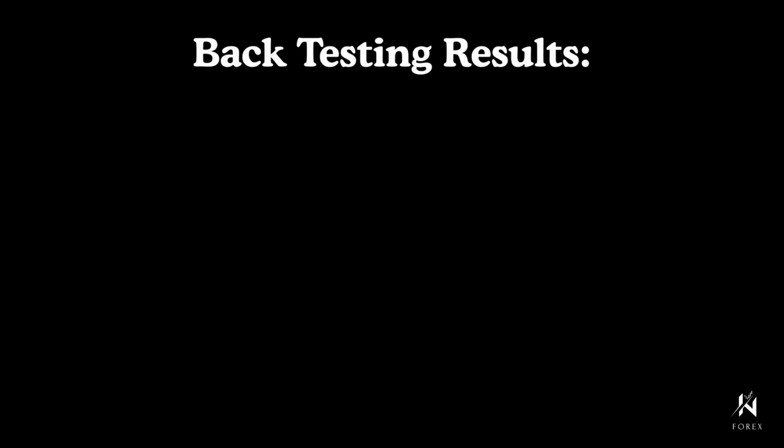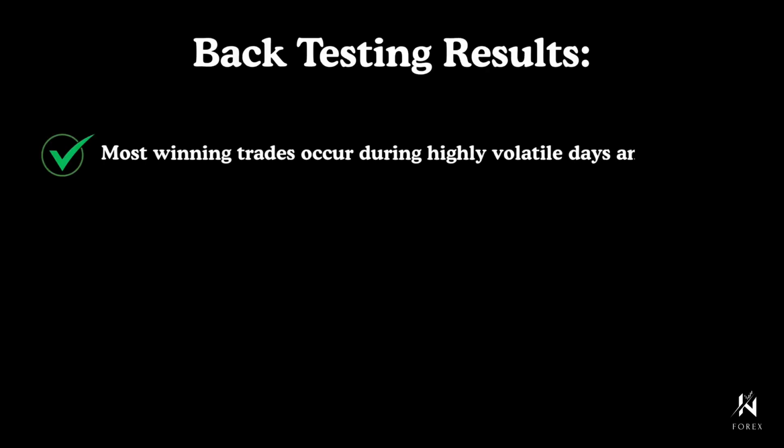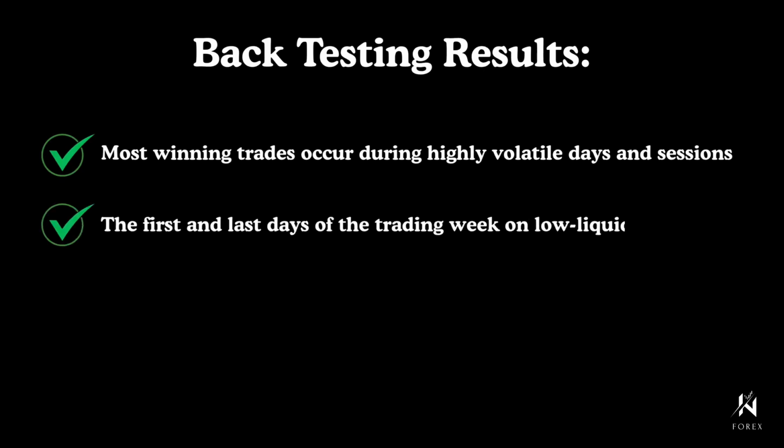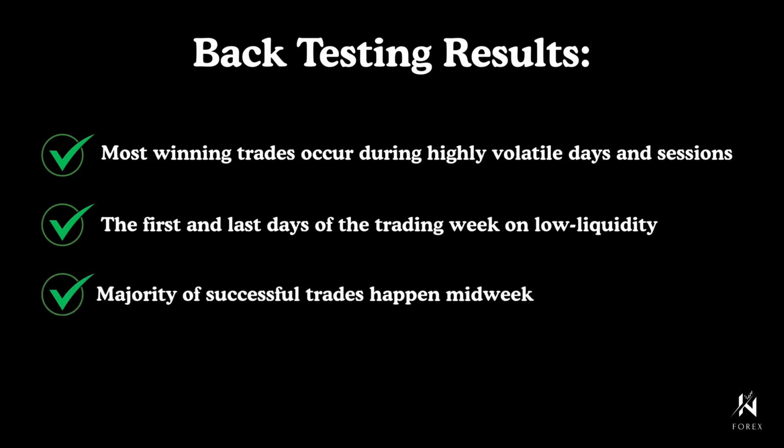The second factor to consider when trading order blocks is market volatility and spread. From our backtesting, we found that most winning trades occur during highly volatile days and sessions. On low liquidity days, like the start or end of the week, the market tends to be quieter, which is why the majority of successful trades happen midweek.